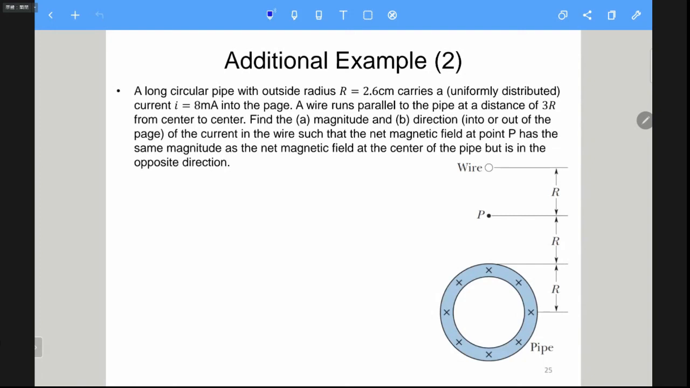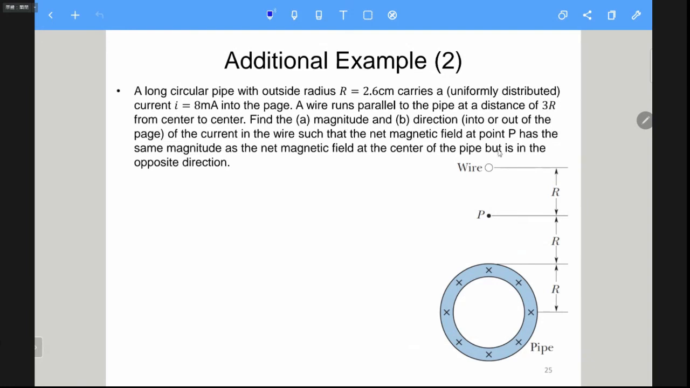Okay. So here it says we have a long circular pipe with outside radius 2.6 centimeter, and this is also out. This is a wire. The wire has a uniform current going into the page. So we have some crosses here, and then a wire parallel to the pipe at a distance 3R. So this is totally 3R from center to center.